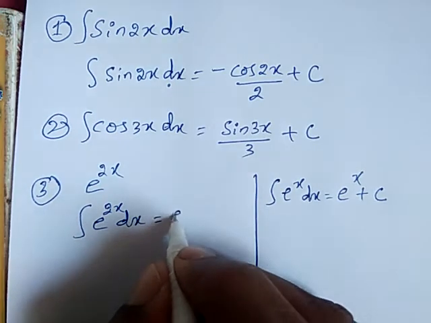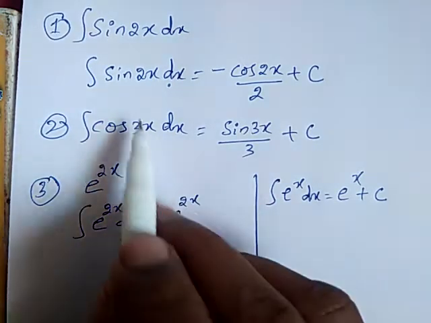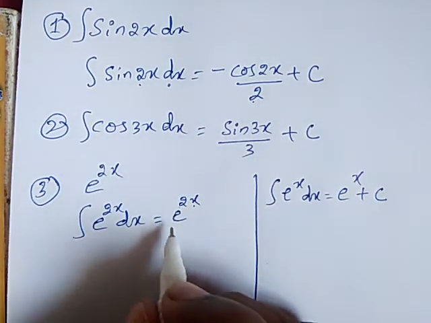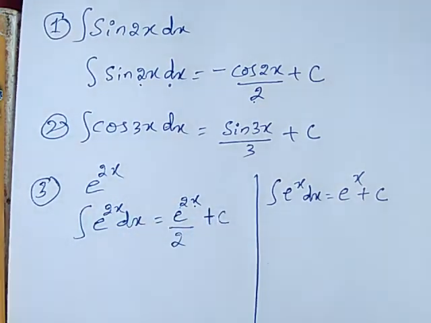So here also it is e to the power of x, where x means 2x, as in sin 2x. Whatever is there, we have written 2, so with respect to x it is 2, so divided by 2 you write plus c. Simple, like this you can write.